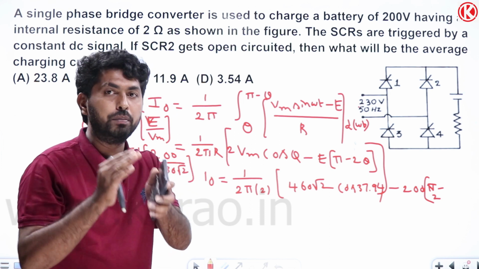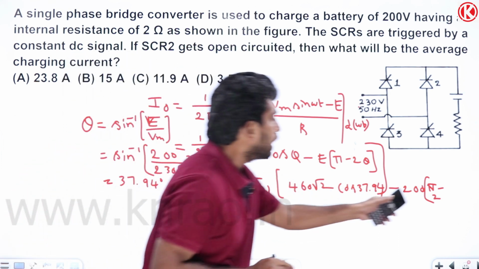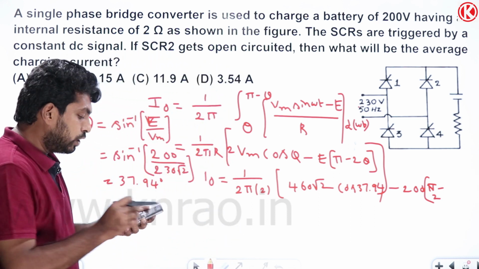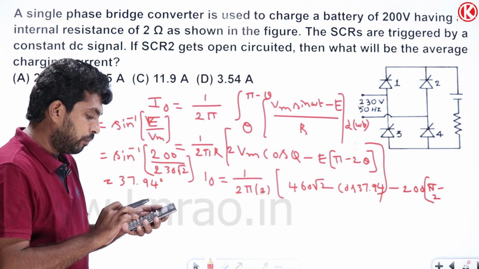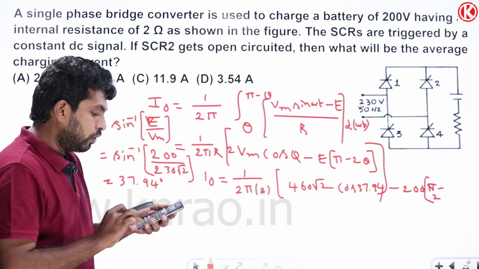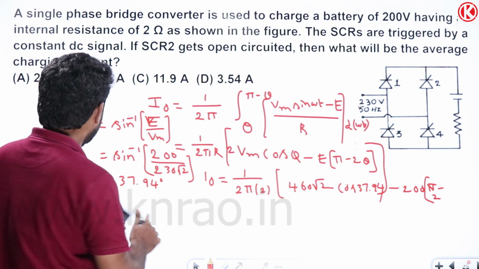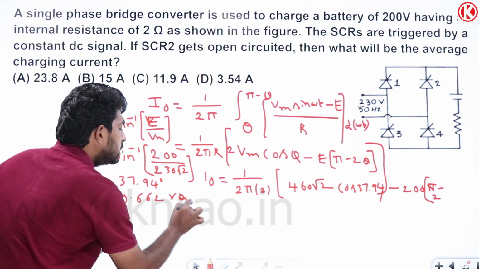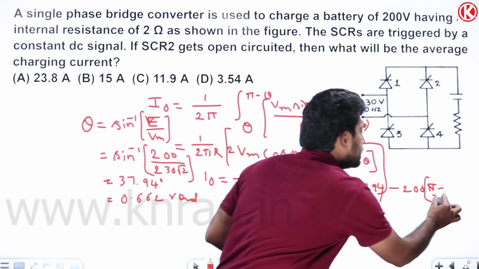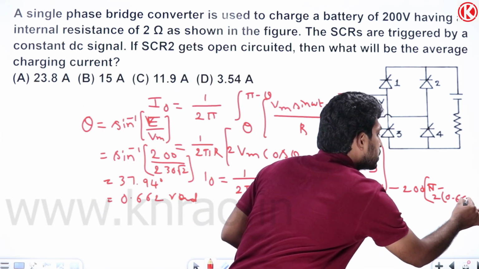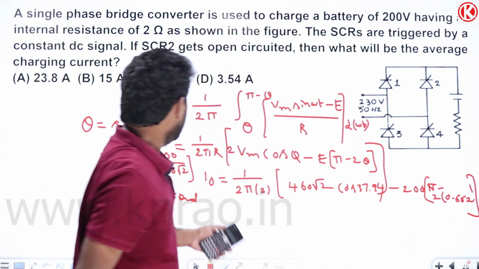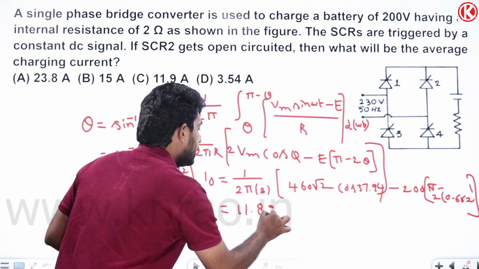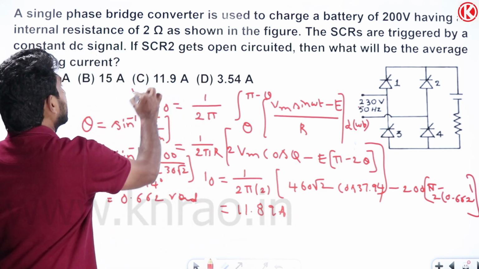Here we need to substitute in radians. Most people will make a mistake here, so don't get confused; it has to be in radians. Let me convert into radians: 37.94 into pi by 180 gives 0.662 radians. So let me write 2 into 0.662. Now if I find the I naught value, I will get 11.89 amperes. So option C is the correct option.